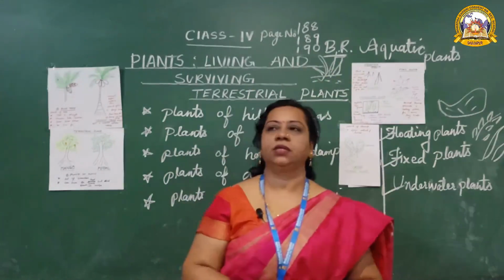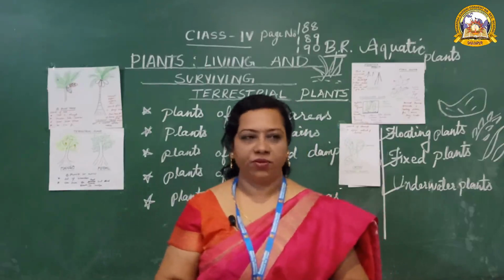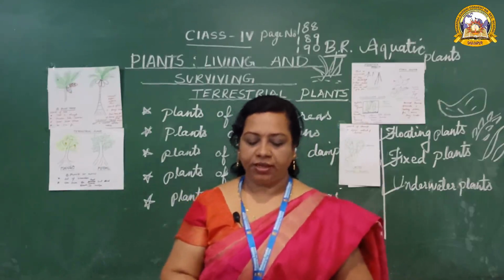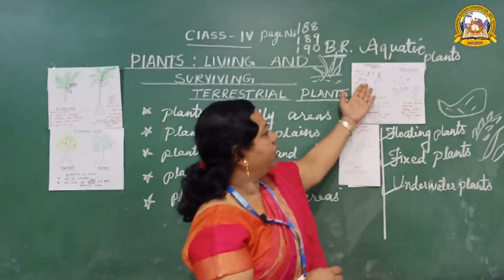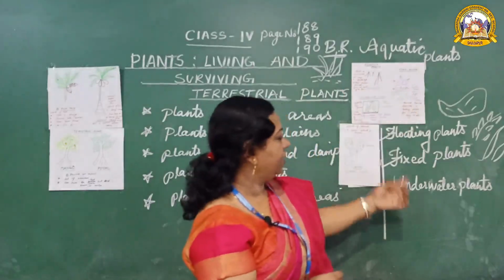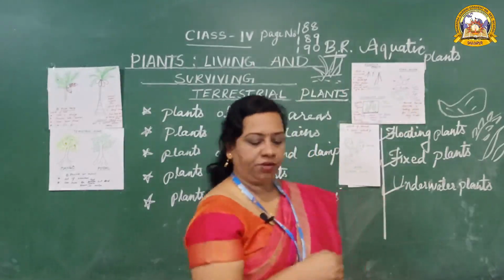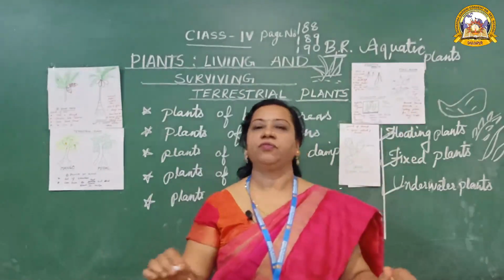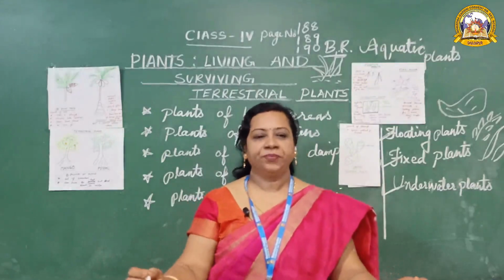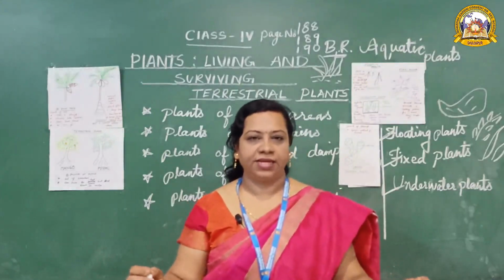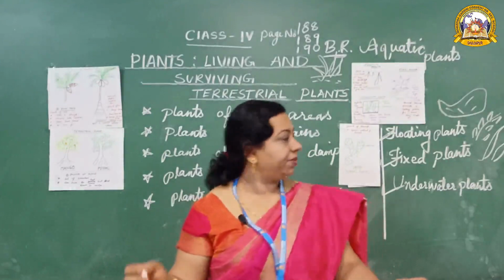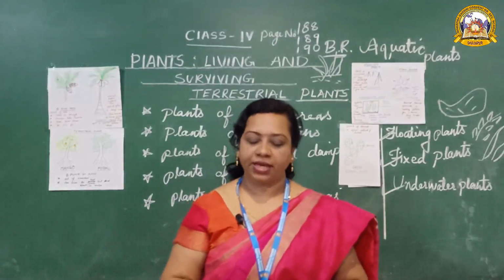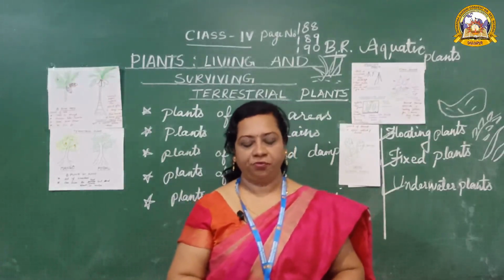Now second part is aquatic plants. Plants that grow in water are known as aquatic plants. They also have a few categories. First one is floating plants, fixed plants, and then underwater plants. First we will take the floating plants. What are floating plants? The plants are very small in size, okay? They are very light, that's why they can float. Example is duckweed. This is the diagram of the duckweed. Duckweed, water lettuce, water hyacinth, these are some such types of plants.